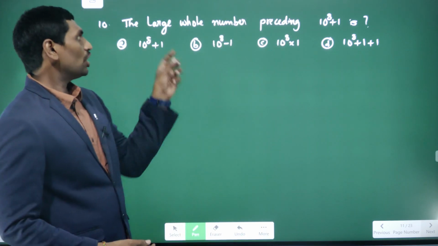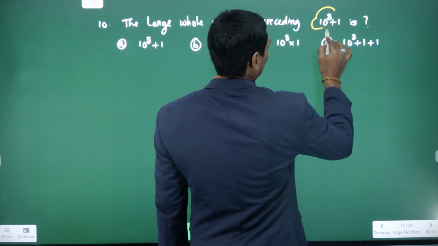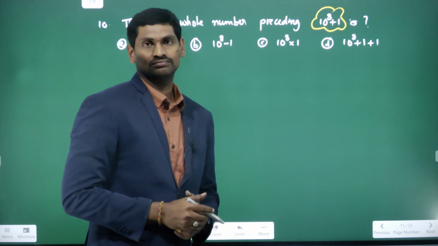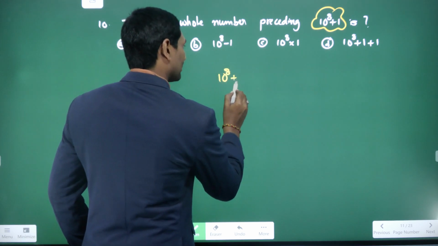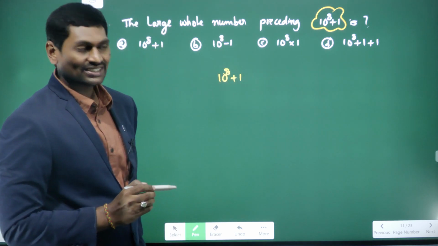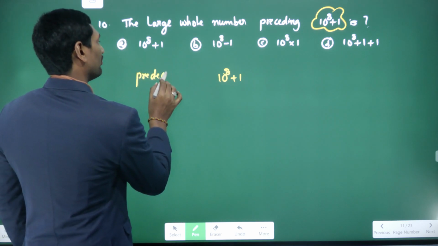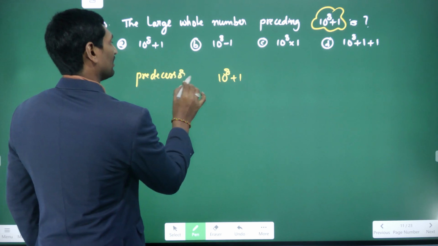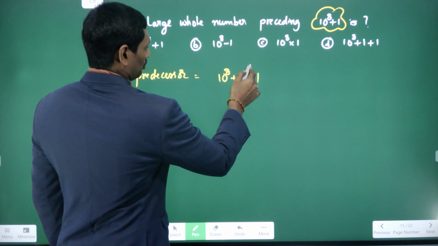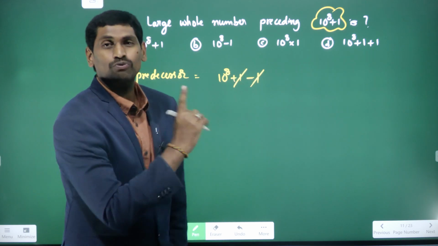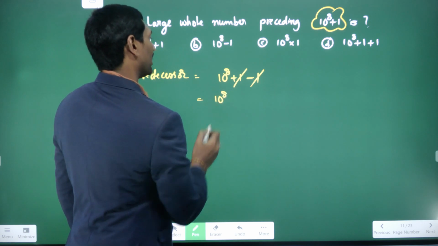The largest whole number preceding 10 power 8 plus 1. Preceding is nothing but predecessor. So let us try to find out the predecessor of this number. How do you get that predecessor? By subtracting 1. So plus 1 minus 1, that is 1 minus 1, becomes 0, and we still have only 10 power 8.